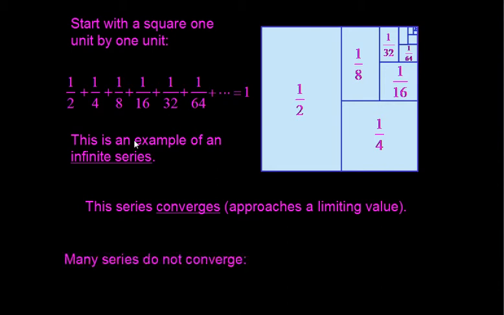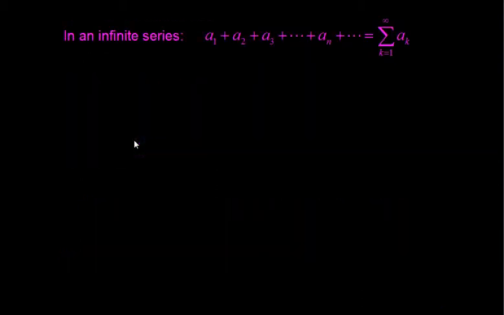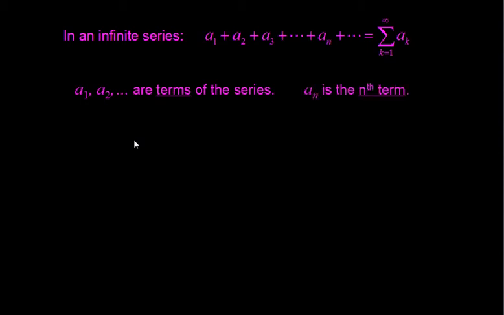Many series do not converge, like the harmonic series, 1/1 plus 1/2 plus 1/3 plus 1/4, etc. It actually just approaches infinity. An infinite series can be a sub 1 plus a sub 2 plus a sub 3. Each of those is a term of the series, and it can be written in sigma notation as the sum from 1 to infinity of a sub k. A sub n is the nth term.